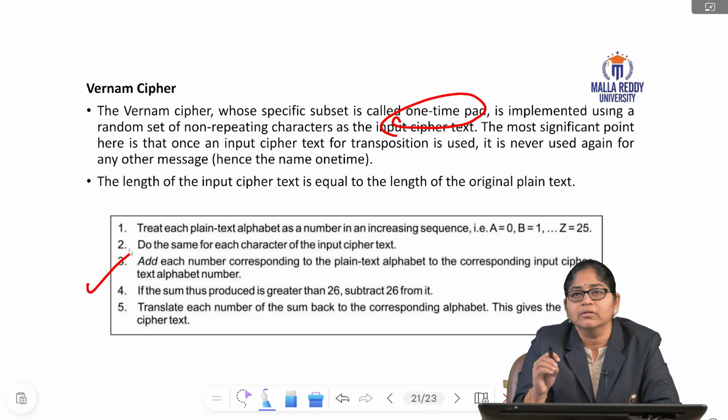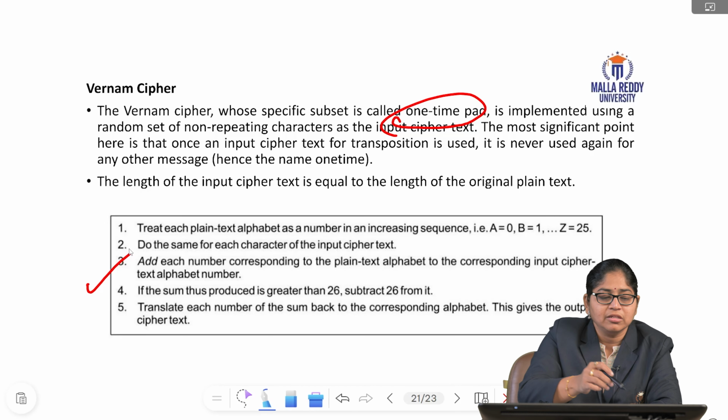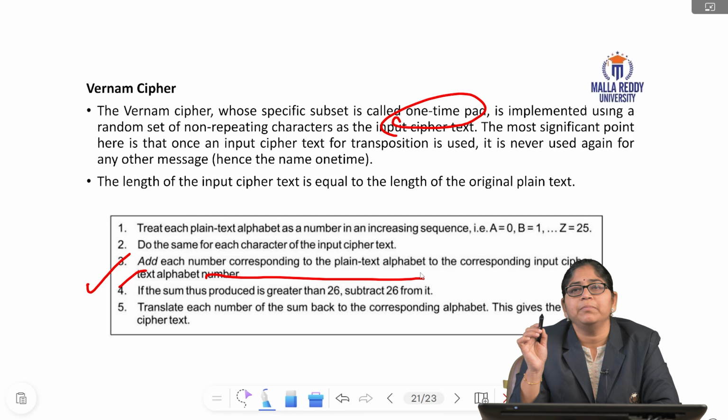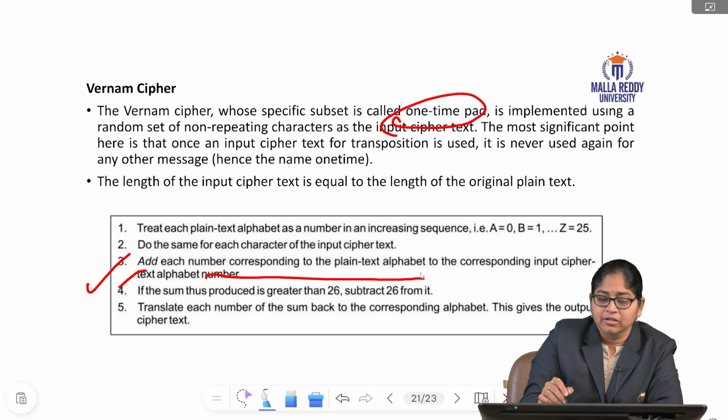You need to designate the alphabets from 0 to 25, same as in the Hill cipher. For A, we can take 0, and for Z, it is 25. Similarly, we need to designate the one-time pad letters also with numbers. Then the third step is to add the plain text characters with the one-time pad characters. After adding, we are going to get a sum. We need to check the sum. Suppose if the sum is greater than 26, we need to subtract 26 from the sum so that we will get another number.